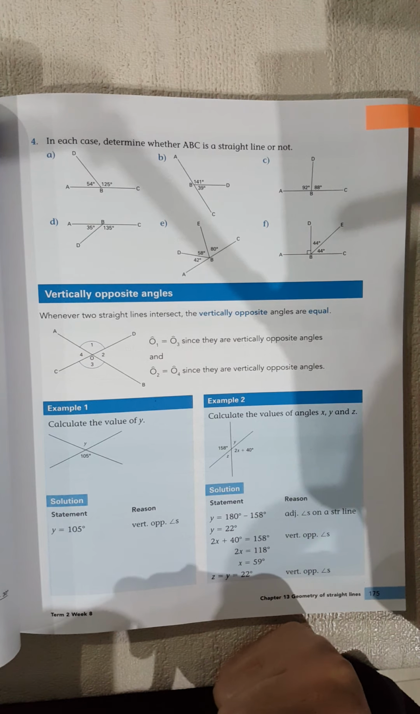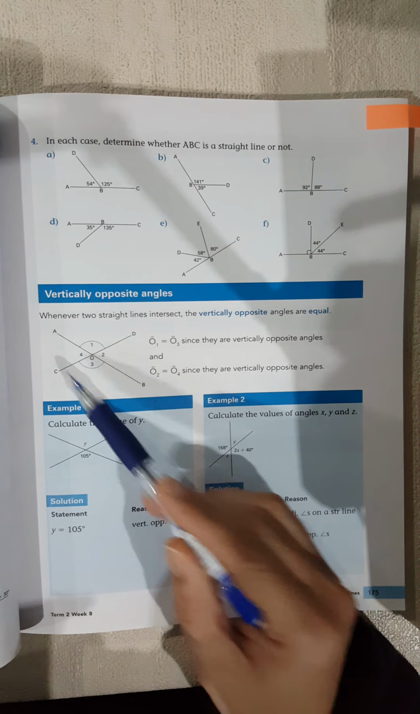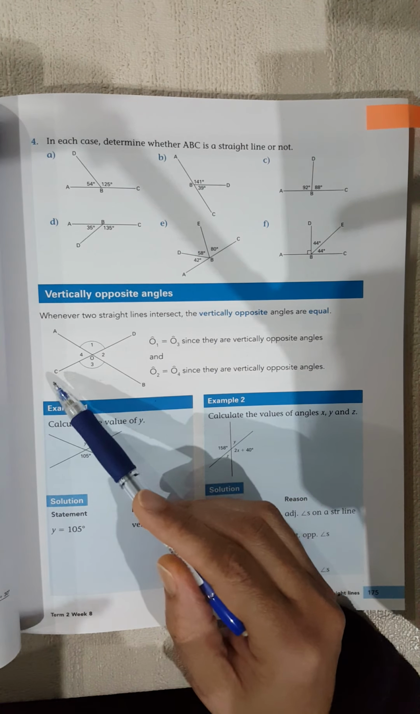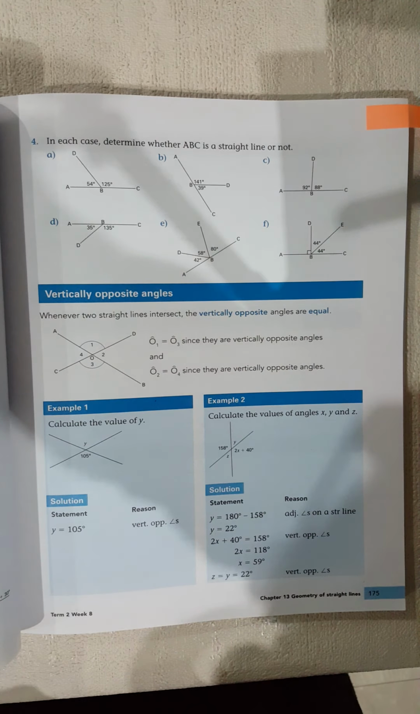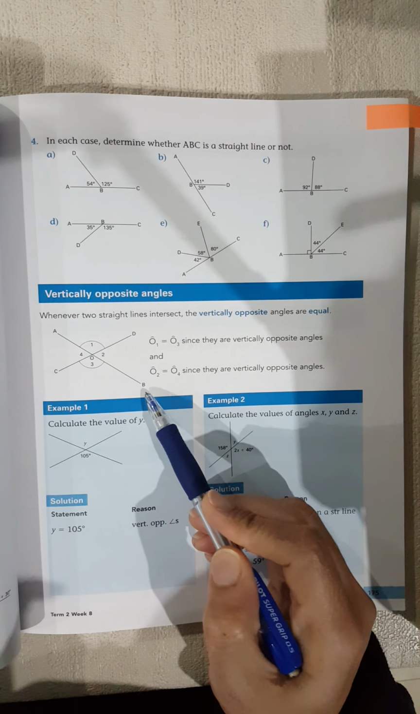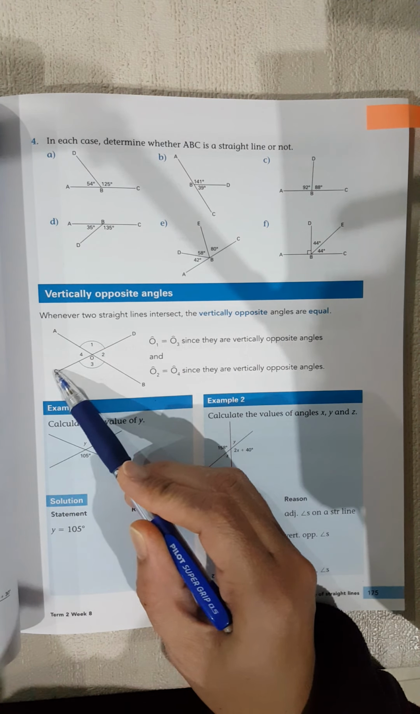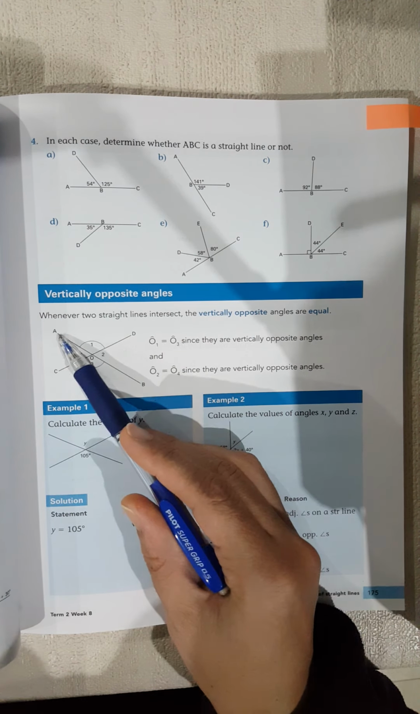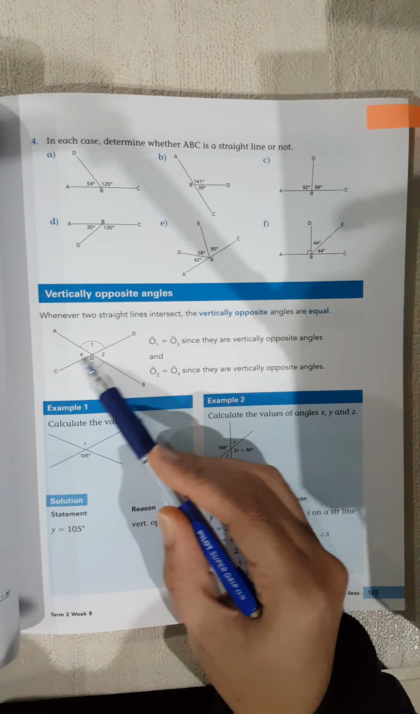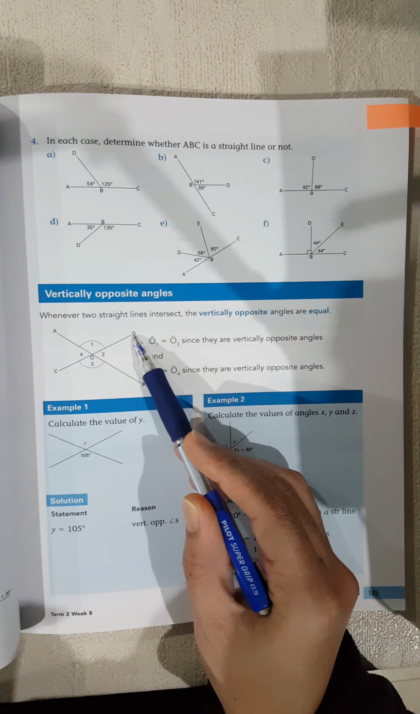So the vertically opposite angles, when we have two straight lines, can you see AB is a straight line and CD is a straight line? And can you see when they are intersecting means they are cutting each other like this. So they are running through each other. So this line is cutting through that line, okay?